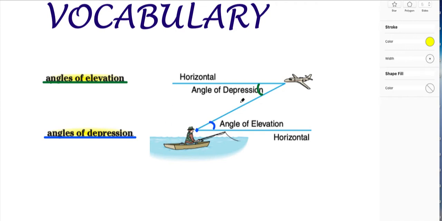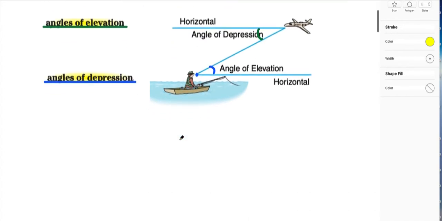And then the angle of depression would be if you are looking down, we would consider the horizontal line, and then the opening downward as the angle of depression. And if you notice, I colored these wrong, so my bad. My highlighting was off. Let's look at the first example.